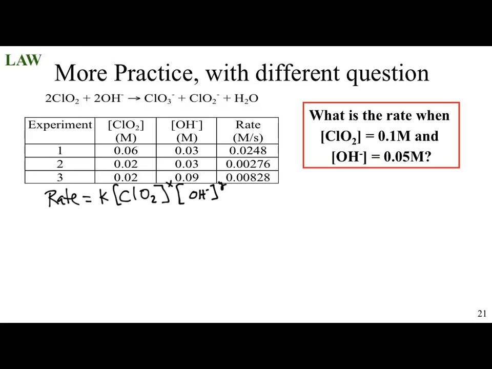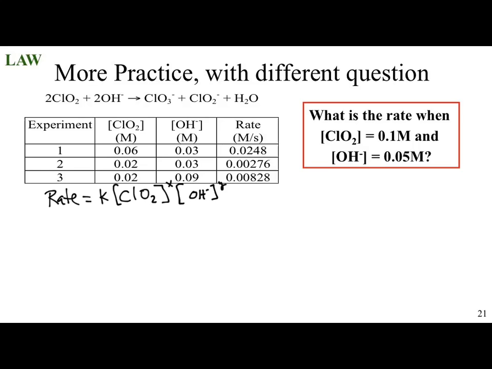We've got those variables, and we can now try and plug in the concentration of ClO2 and hydroxide. Great, we can plug those in. What would we then solve for? We could even plug in a rate. No, we can't plug in a rate because we don't know what the rate is at those concentrations. So we don't know the rate, we don't know K, we don't know x, we don't know y. That's a lot we don't know. So we're going to have to come up with some way to determine what's happening here.